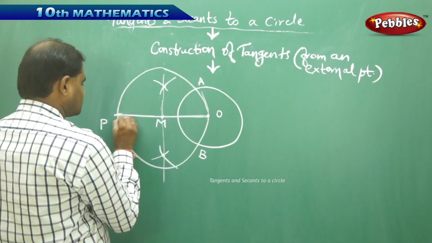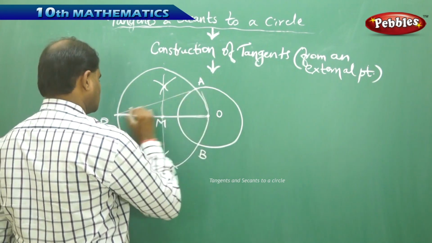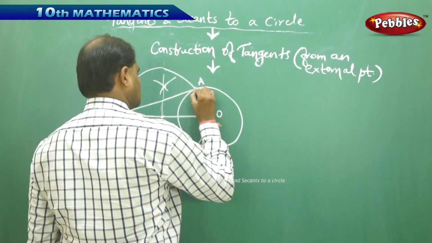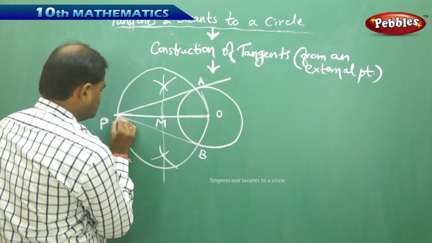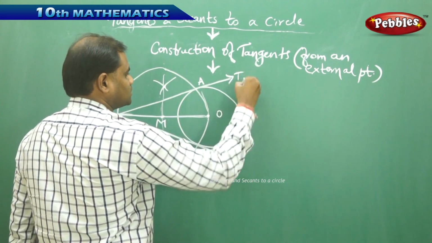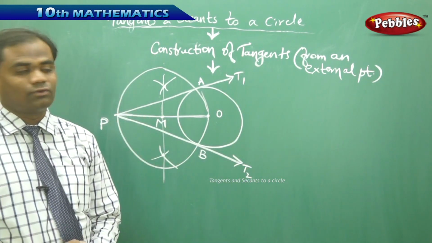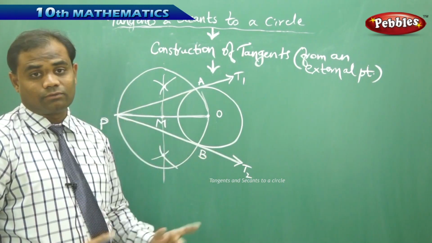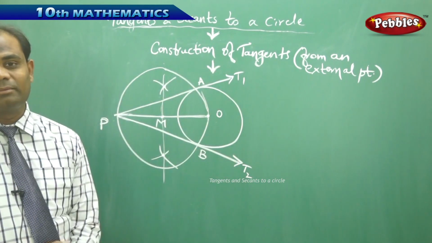That is, when I take this point P and join P with A, and then I join P with B, I get the two tangents PA and PB. Of course, PA equal to PB, from the previous theorem, is how I can draw the two tangents from an external point.